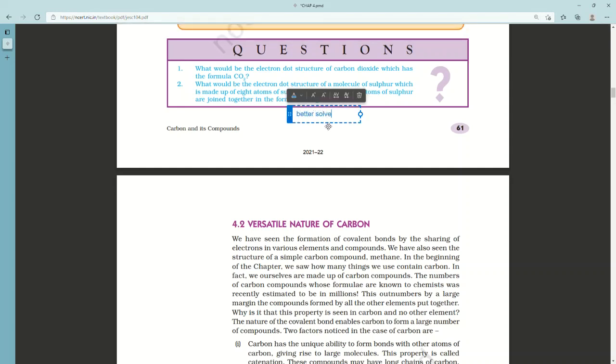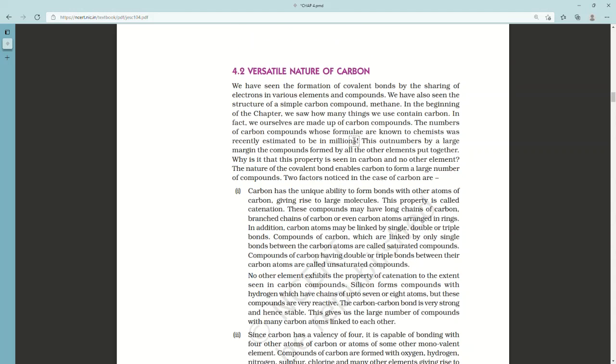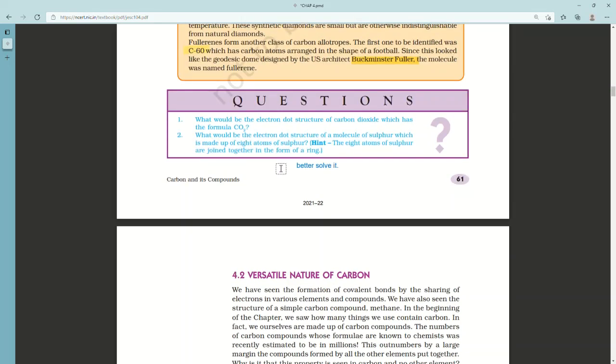Compounds of carbon which are linked by only single bonds between the carbon atoms are called saturated compounds. Compounds of carbon having double or triple bonds between their carbon atoms are called unsaturated compounds. No other element exhibits the property of catenation to the extent seen in carbon compounds.